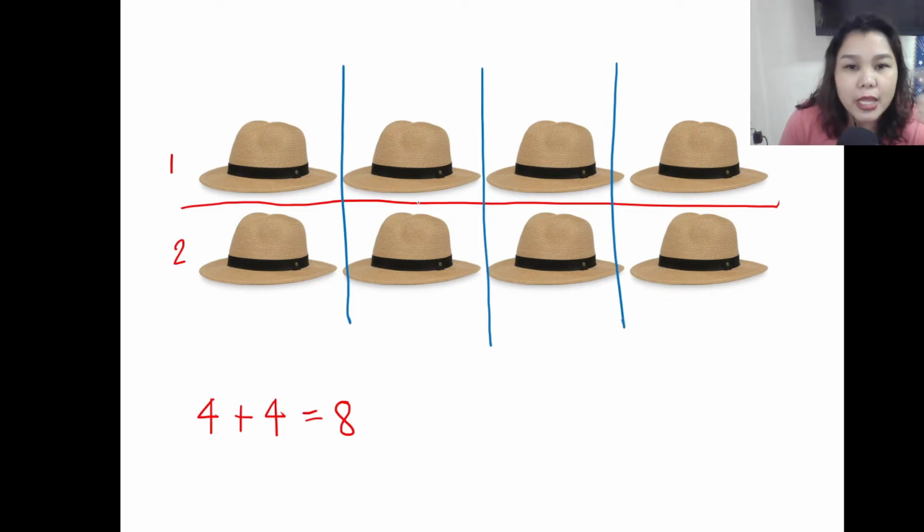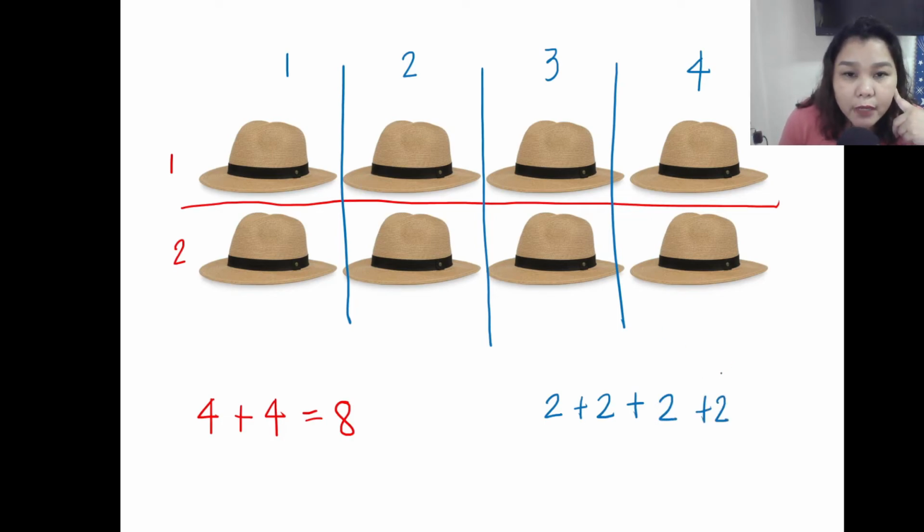So, now, I have another group. So, we have one group, second group, third group, and then fourth group. Okay. Out of this, let's make an expression. So, first group, ilan yung laman? 2. Second group, 2. Third group, 2. Fourth group, 2. And then, if you're going to count them all, it's 8.